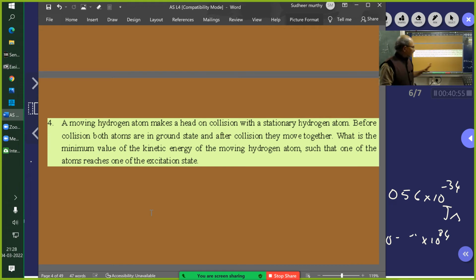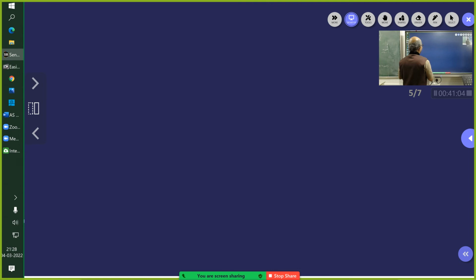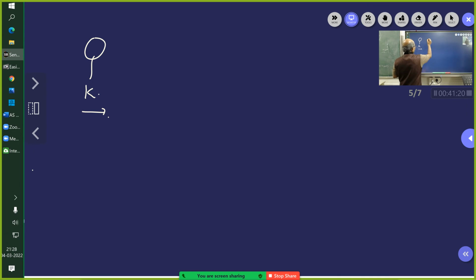Have you drawn a schematic diagram of this situation? There is an atom. It is having some kinetic energy K, which means it is in motion. So a moving hydrogen atom makes a head-on collision with a stationary hydrogen atom. This is moving, and there is a stationary hydrogen atom. So this is going to go and collide with this.